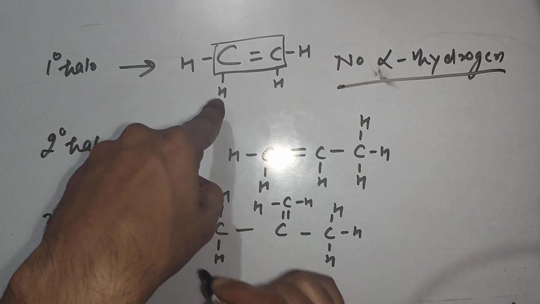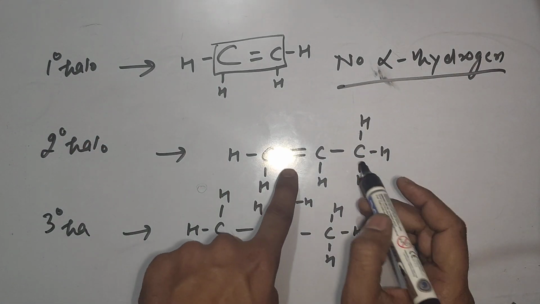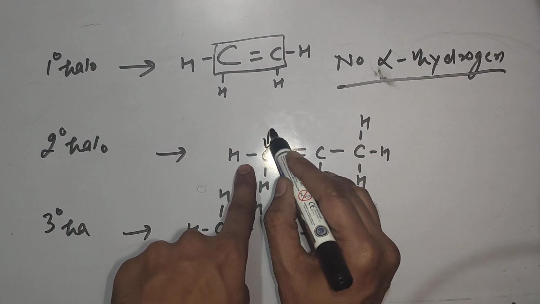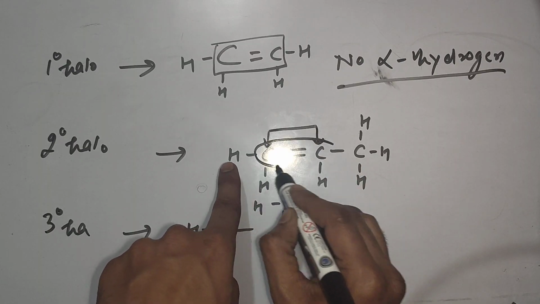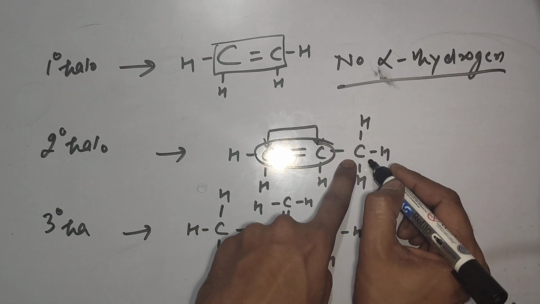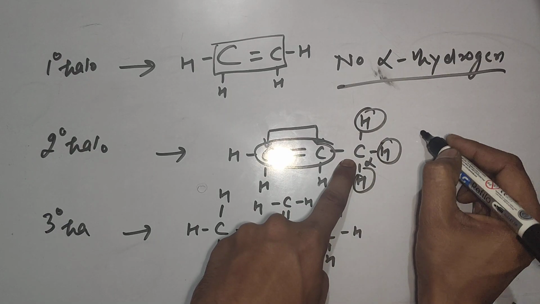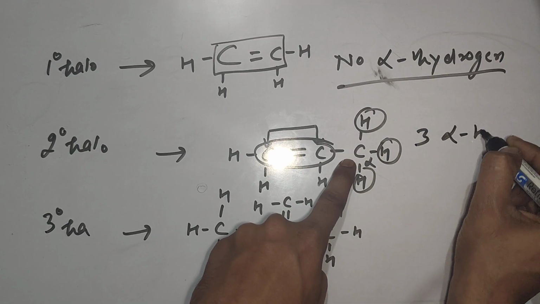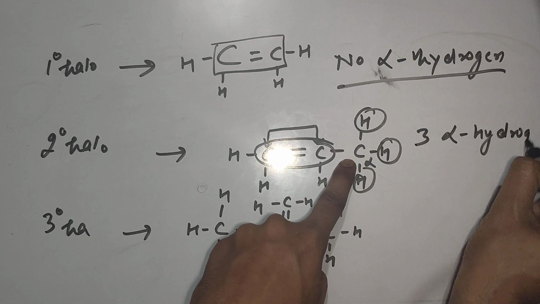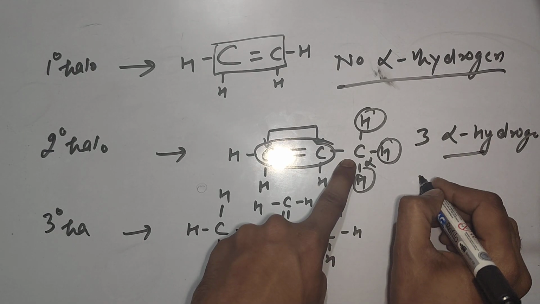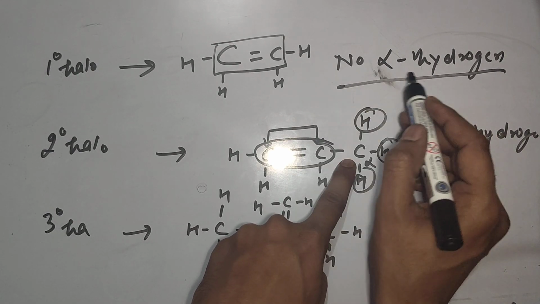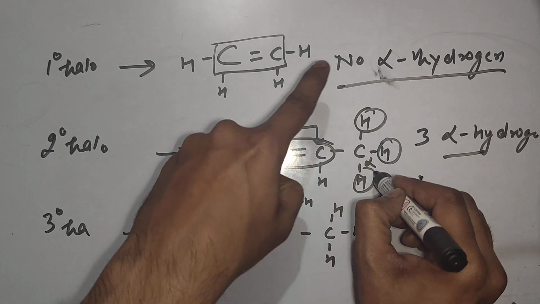No alpha hydrogen, no hyperconjugation. Let's check this one. These are the two doubly bonded carbons. Which carbon is alpha carbon? This one. How many hydrogens are there? 1, 2, 3. So it is carrying 3 alpha hydrogens. Means here we have hyperconjugation, and here we don't have hyperconjugation. Means this alkene is better than this.